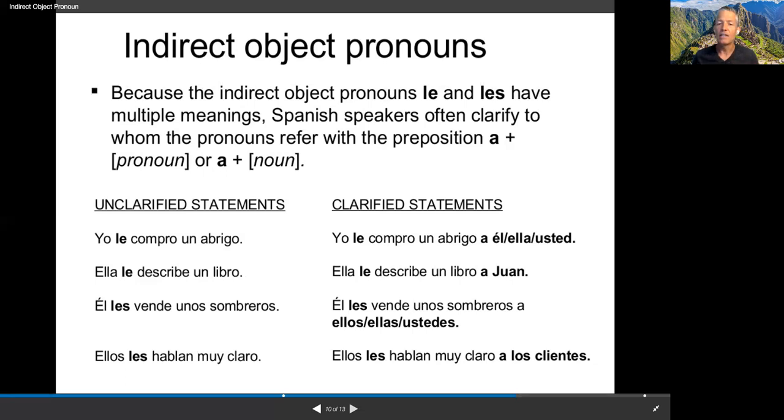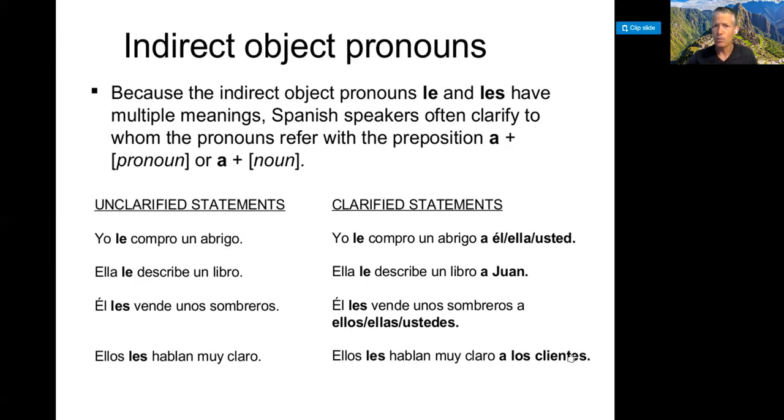Okay, just understand that in Spanish, since it is a different language, sometimes they say things in a different word order, and they do things in Spanish that we don't do in English. Like we would not say in English, they speak to them very clearly to the customers. We either say to them or we say to the customers, but we don't say both.